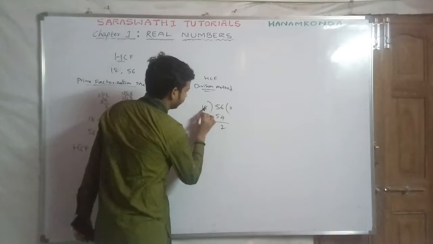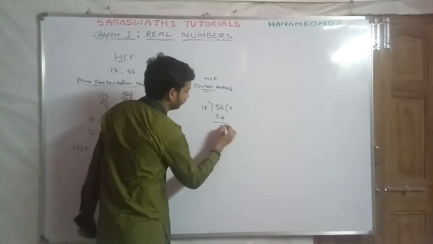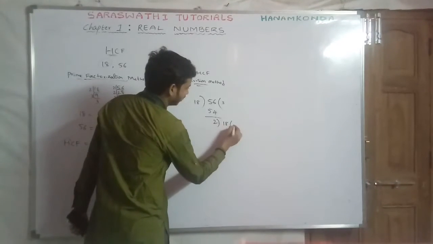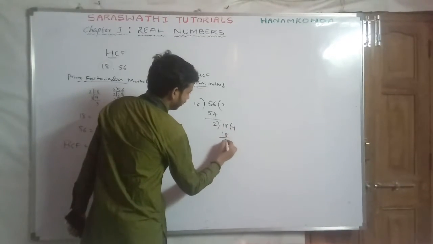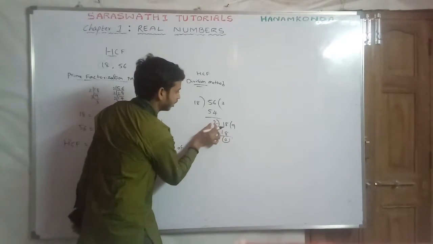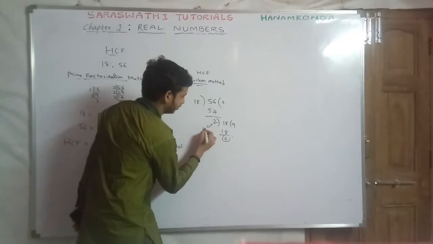So now we have to take the divisor as the dividend here. So the divisor again becomes the dividend. 2 nines are 18, so the remainder is 0. Here we have obtained remainder 0, therefore the corresponding divisor is the HCF.